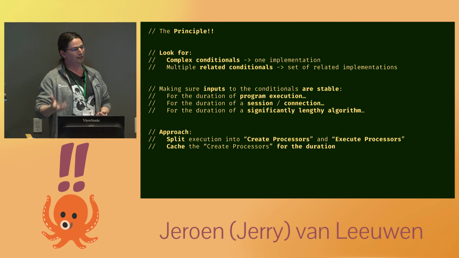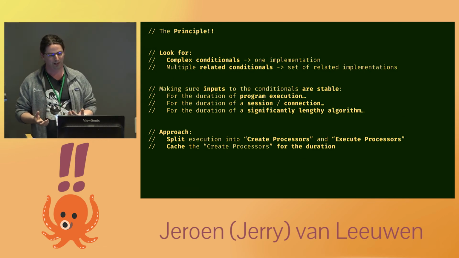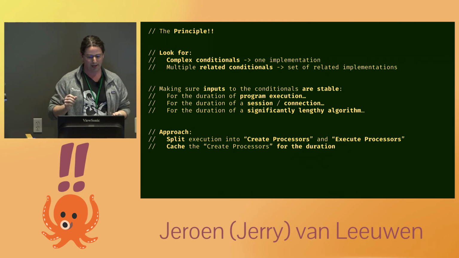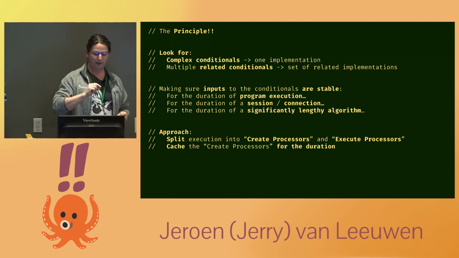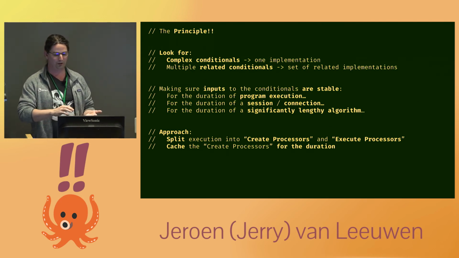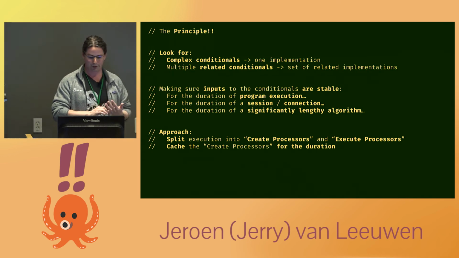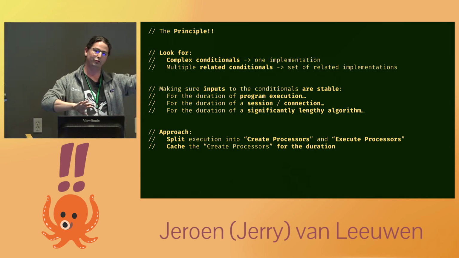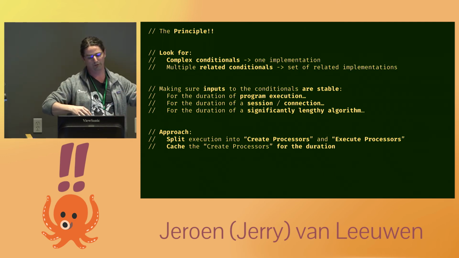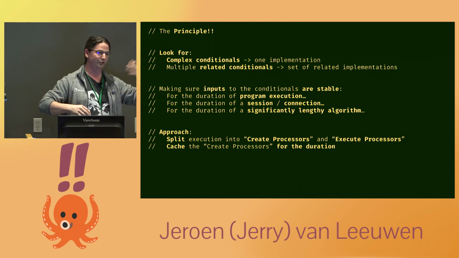The principle, I think, is actually more broadly applicable than just to serialization. The idea here is you're basically looking for complex conditionals or really wild trees of conditionals in your logic, in your loops. And you want to look for conditionals that are dependent on inputs that are fairly stable over the execution. Well, they have to be completely stable over the execution, but that can be for the duration of program execution, maybe a TCP session, or a significantly lengthy algorithm. And what you then do is you split those decisions into a create processor kind of thing, and the rest is an execute processor kind of thing. And then you cache all of those create processor steps. And then you do all of the decisions exactly once.